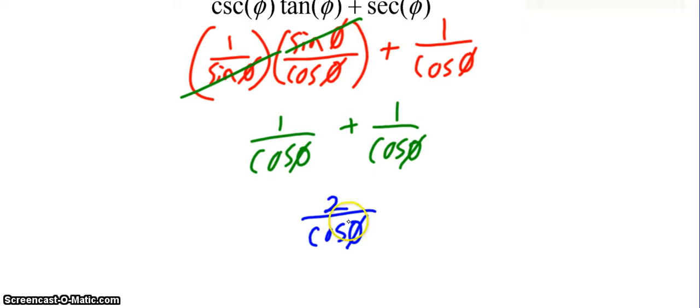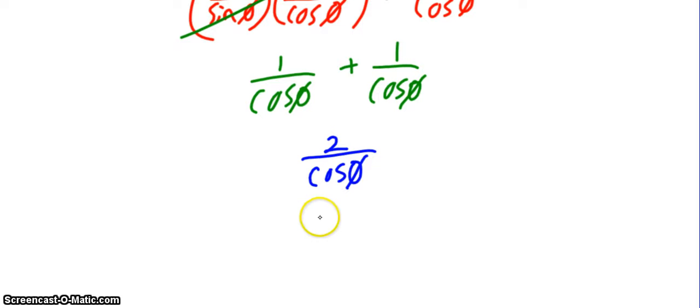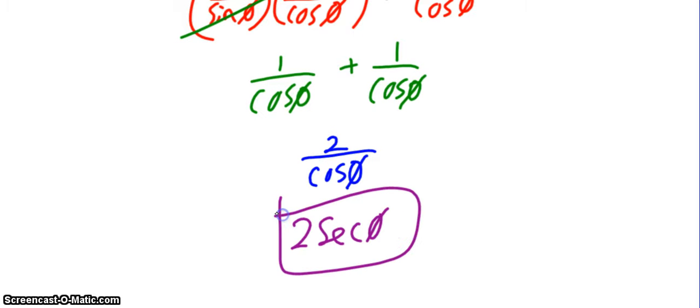cosine of theta. But what is a cosine in the denominator? That's just a secant in the numerator. So this becomes 2 secant of theta. I want to point out there's not always one correct way to do these. At this stage here, I could have changed everything into secant, and then I could have just added them, and I would have also gotten 2 secant of theta.